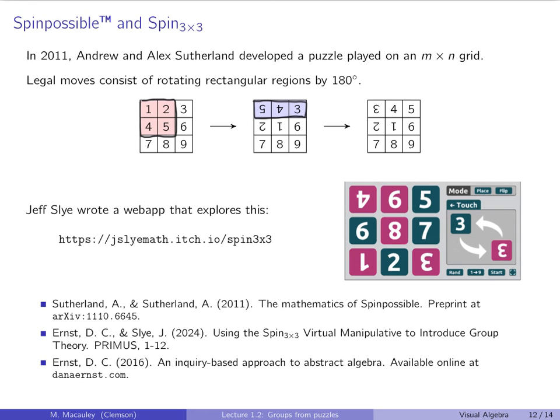Perhaps they're worried about being sued by the person who owns the Spinpossible website now. If you look at it, it's actually someone who's really into knitting and teaches classes on knitting and spinning. I don't think they're really scared of being sued by him either, but just to be safe, they're giving it a different name and they call it Spin3x3.